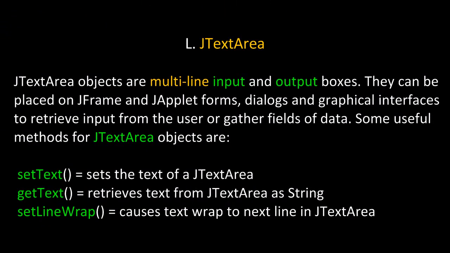The next Swing component we'll examine is the JTextArea. A JTextArea component is sort of like a JTextField or a JLabel, but it can handle more than one line of output. JTextArea objects are multi-line input and output boxes. They can be placed on JFrame and JApplet forms, dialogues, graphical interfaces, and can retrieve input from the user or gather fields of data. Some useful methods for JTextArea objects are setText, which sets the text of a JTextArea, getText, which retrieves text from the JTextArea, and setLineWrap, which causes text to wrap to the next line in a JTextArea. JTextArea objects are often used with JScrollPanes.